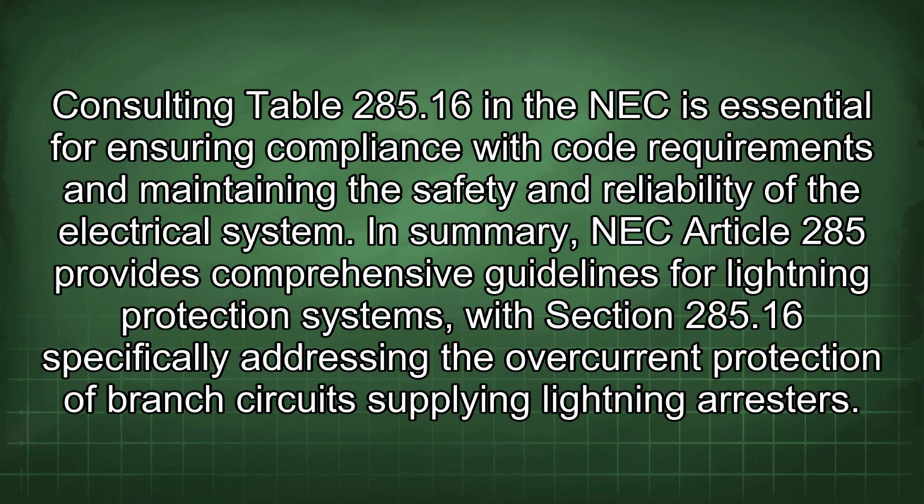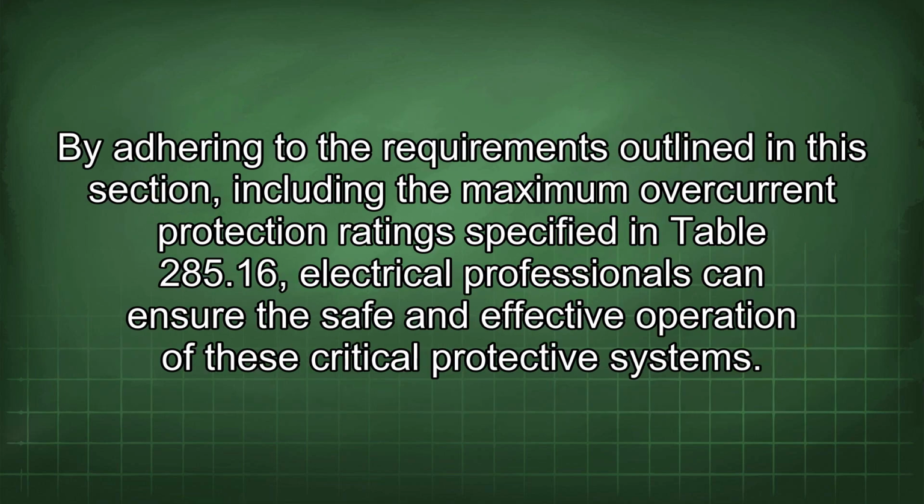In summary, NEC Article 285 provides comprehensive guidelines for lightning protection systems, with Section 285.16 specifically addressing the overcurrent protection of branch circuits supplying lightning arresters. By adhering to the requirements outlined in this section, including the maximum overcurrent protection ratings specified in Table 285.16, electrical professionals can ensure the safe and effective operation of these critical protective systems.